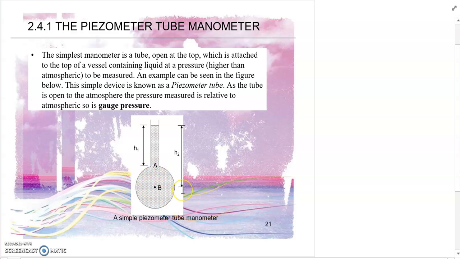You have a tube open at the top and attached to a vessel that contains liquid at a pressure, and that pressure must be higher than atmospheric. This is an example of a piezometer tube. As the tube is open to atmosphere, the pressure measured is relative to atmospheric, so it is gauge pressure.